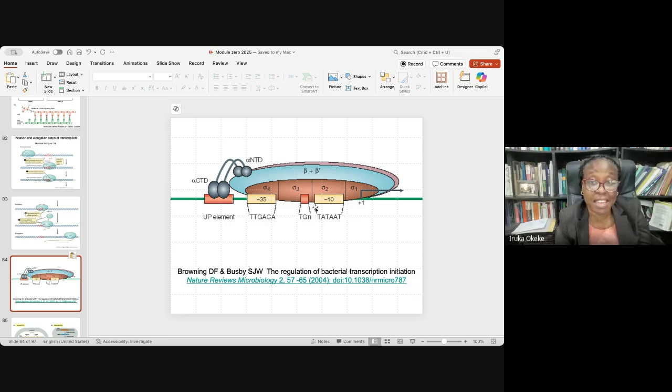Sometimes there's a -10 and there's no -35 at all. Sometimes there's a -10 that's weak, a -35 that's weak, and nothing here. Sometimes you can't find anything. And yet, you know, maybe from experimental evidence that this gene is transcribed. It turns out that there are other proteins in the cell that help RNA polymerase bind to weak promoters.